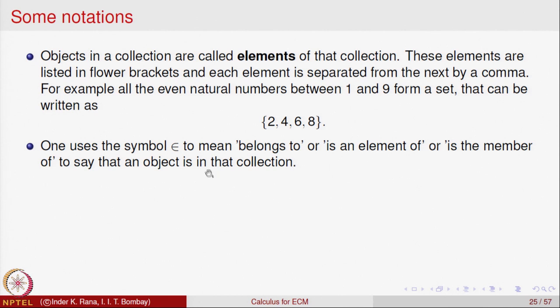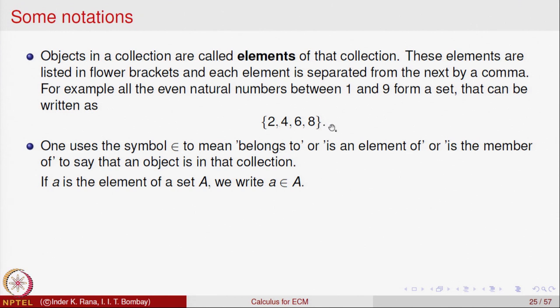One uses the symbol 'belongs to'. When we want to say 2 is an element of this set, we write 2 belongs to, with that symbol, this set. For example, if a is an element of a set A, we will write it as a belongs to A. So, we are now trying to develop the language of set theory. In mathematics, we will find this becoming more and more common, and English will become less and less used, because mathematical language is very precise and it has only one way of interpreting.